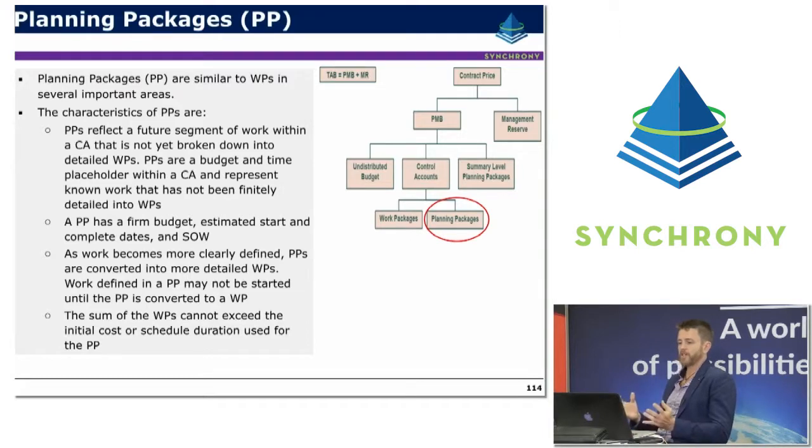The sum of the work packages and the planning packages within any control account cannot exceed the control account budget. So the idea is the control account has a budget, and that's divided up and allocated to the planning packages and work packages within that control account.